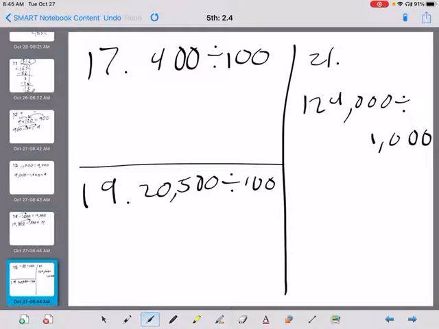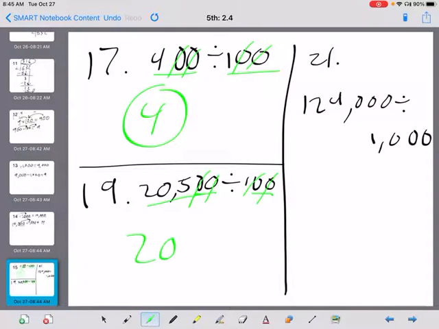All right, and we are back. Let's try figuring these out. So 400 divided by 100, those zeros kind of cancel each other out, so our answer is 4. For 19, these 2 zeros cancel out these 2 zeros, so we get 205 for our answer. And here we've got these 3 zeros. These 3 zeros, they kind of cancel each other out. And all that we've got left is 124. Those are our answers for those ones.